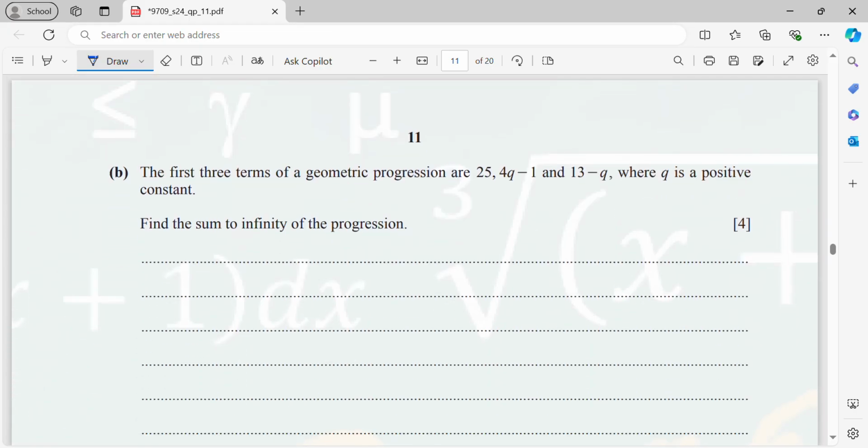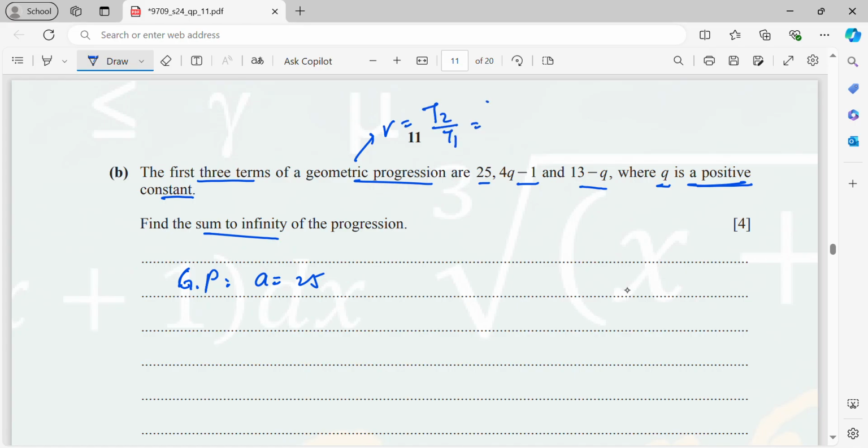Okay, part B. The first three terms of a geometric progression are 25, 4q minus 1 and 13 minus q, where q is a positive constant. Find the sum to infinity. So for geometric progression, your first term a is 25. And again, now I need to find out what is my q. So geometric progression, we have the r, common ratio. Common ratio is basically t2 over t1 equals to t3 over t2.